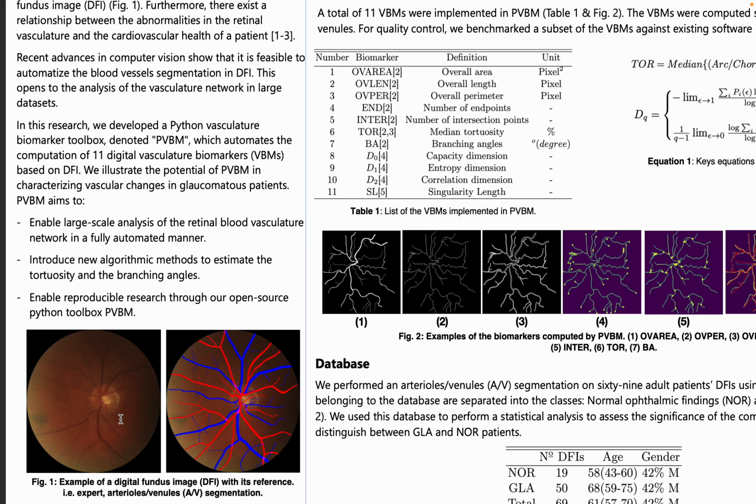So that is why we want to push our research one step further and start to compute some biomarkers based on the segmentation. So far we compute 11 biomarkers that are included in our toolbox, PVBM. PVBM aims to enable large-scale analysis of the retinal blood vasculature network in a fully automated manner, introduce new algorithmic methods to estimate the tortuosity and the branching angle, and enable reproducible research through open source PVBM.